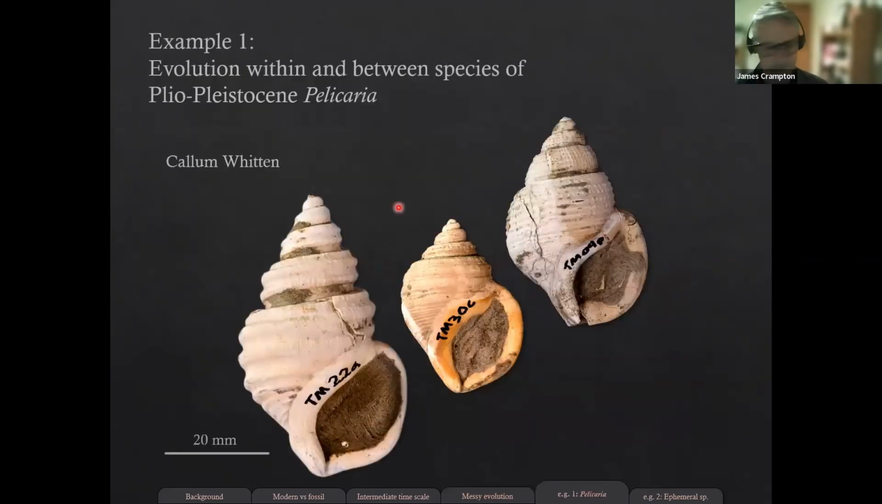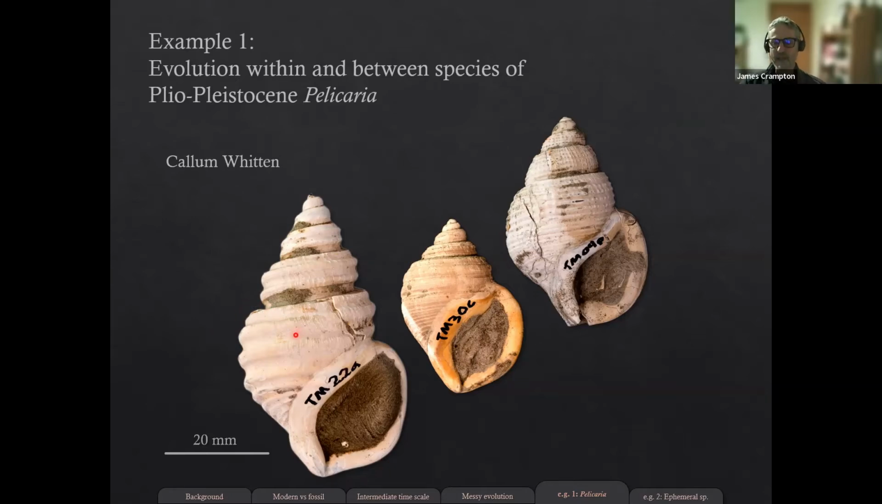So let's look at a couple of examples. This is my master's student, Callum Whitten, who's in the last month or so of finishing up his master's, and he's done an absolutely stunning bit of work on these lovely little snails. A thing called Pelicaria vermis is still alive today. It's a deposit feeder. You can pick it up on some sandy beaches, but it's endemic to New Zealand, which makes them a lovely study group. They have a rich fossil record over, I suppose, 15 or so million years, I think.